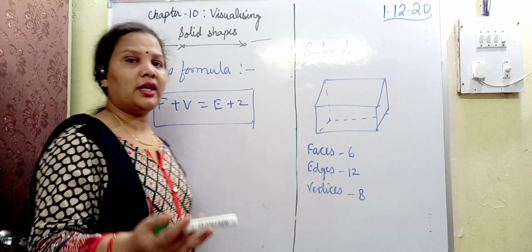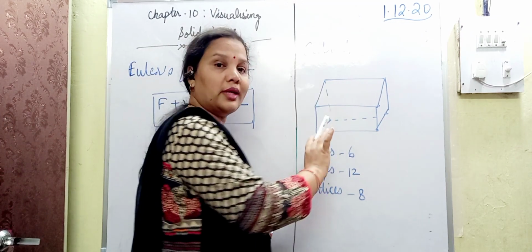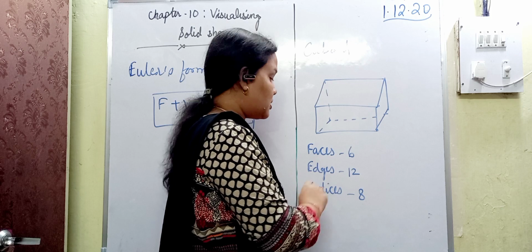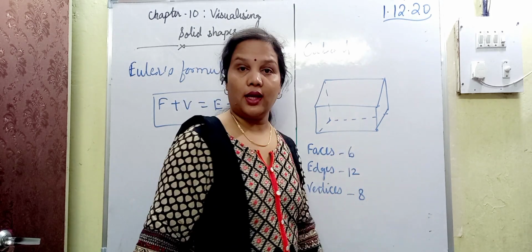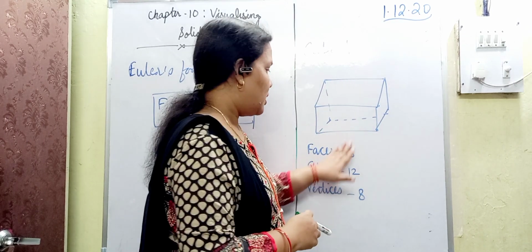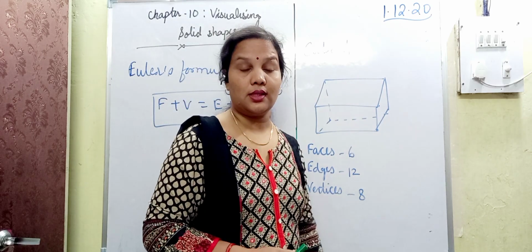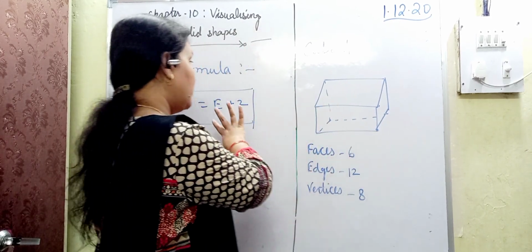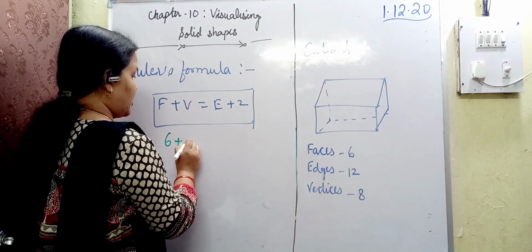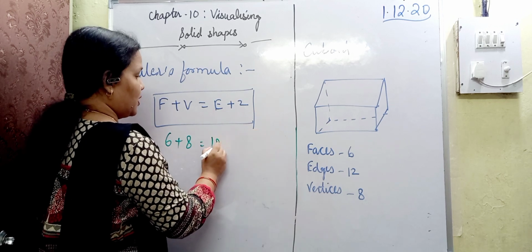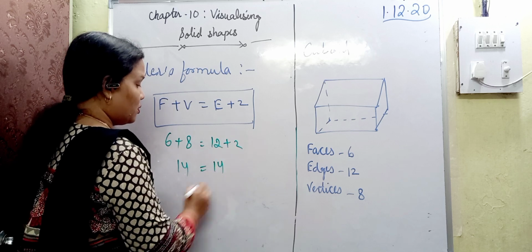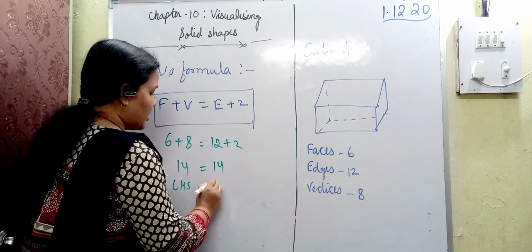Here I am taking a very simple example: the cuboid. You all know what a cuboid is, right? For a cuboid, the number of faces is 6, edges are 12, and vertices are 8. You can count it yourself using your compass box. Now I am going to apply Euler's formula. The number of faces is 6, vertices are 8, which equals edges, which is 12, plus 2. Now 6 plus 8 gives you 14. Similarly 12 plus 2 is also 14. It means that the left hand side is equal to the right hand side.